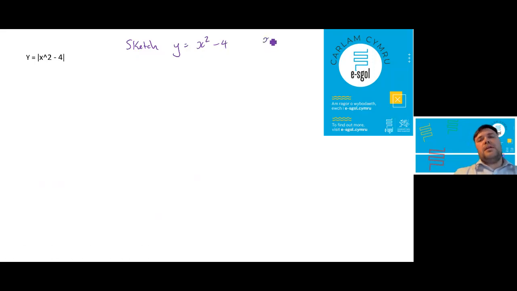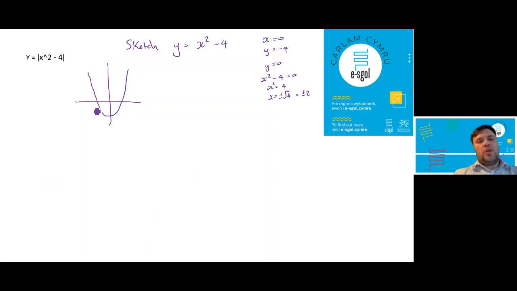So if you put x equal to 0, then you have y equal to minus 4. If you put y equal to 0, x squared minus 4 equals 0. x squared equals 4, so x equals plus or minus 2. So again, the sketch would be a U-shaped graph going through minus 2 and 2 and going down here at minus 4.